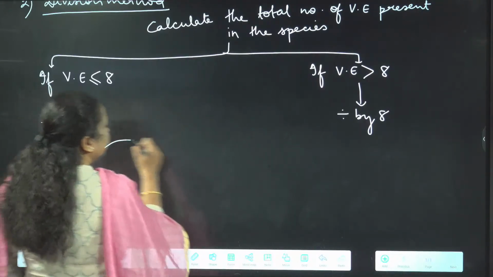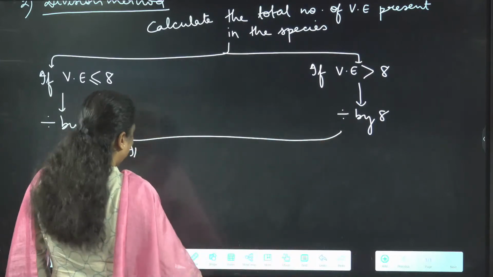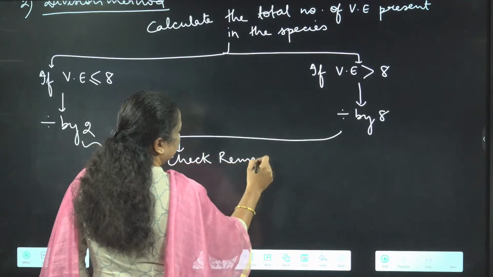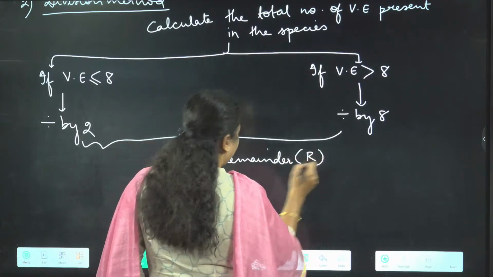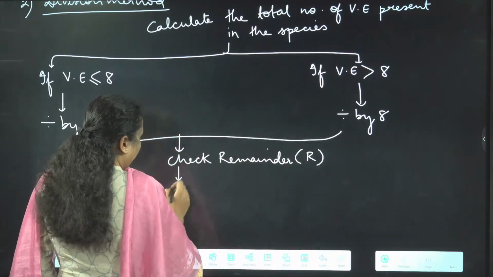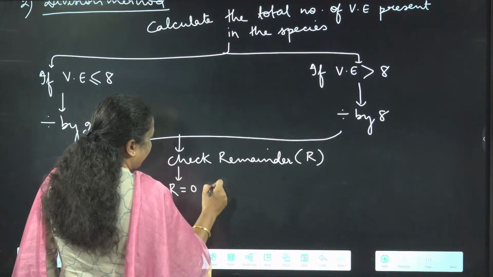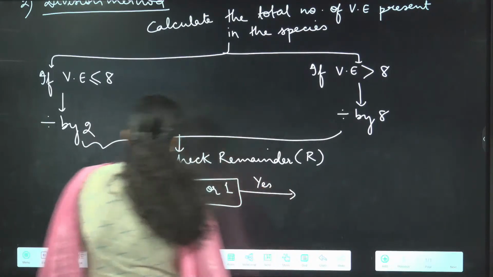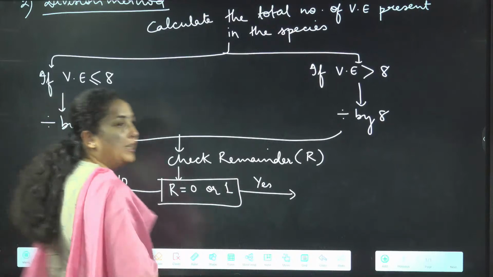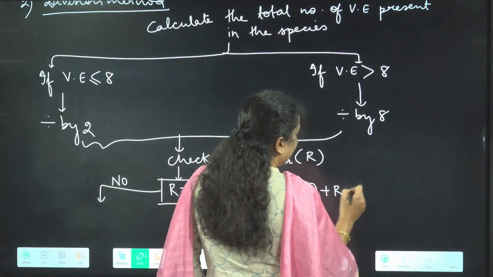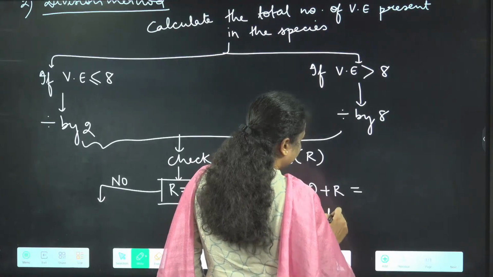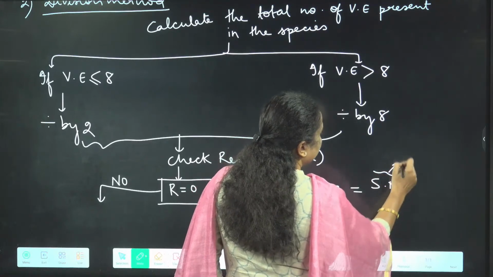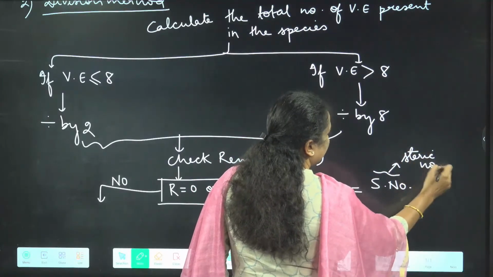Okay. So here, we check the remainder. For remainder, I'm just using R. Now, if R is 0 or 1, we need to see whether the remainder we got is 0 or 1. If it is yes, and it could be no also, right? If it is yes, then simply Q plus R. Q is quotient, R is remainder, add them to get the steric number. This is the steric number, and then you can easily predict the hybridization.